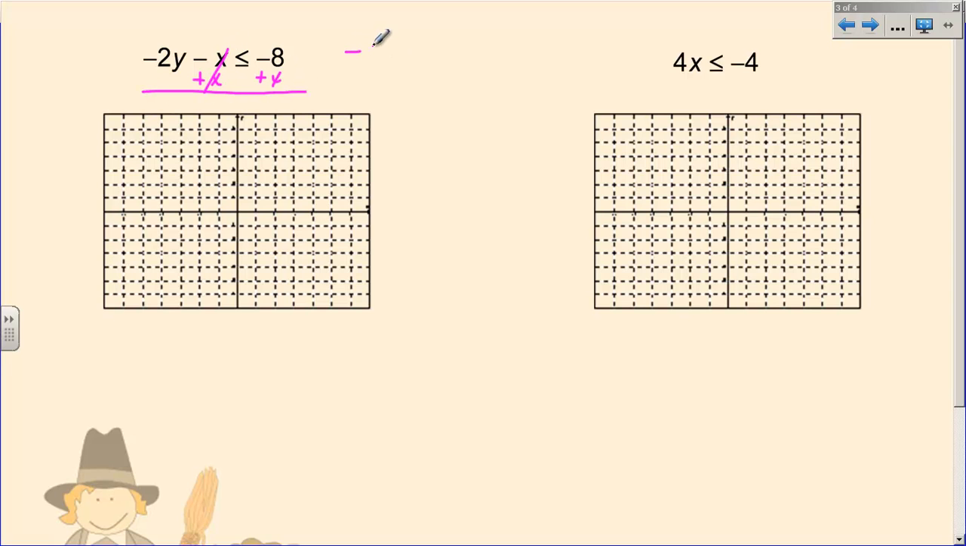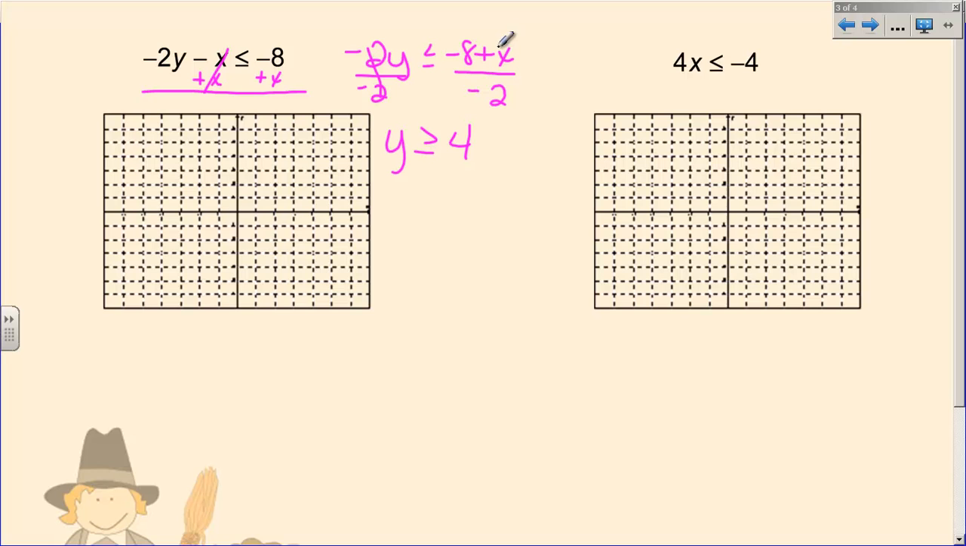So I have -2y is less than or equal to -8 plus x. And then I have to divide everything by -2. And if you'll remember our rule, when dividing by a negative, this inequality symbol has to flip. So I end up with y is greater than or equal to, see, -8 divided by -2 is 4.